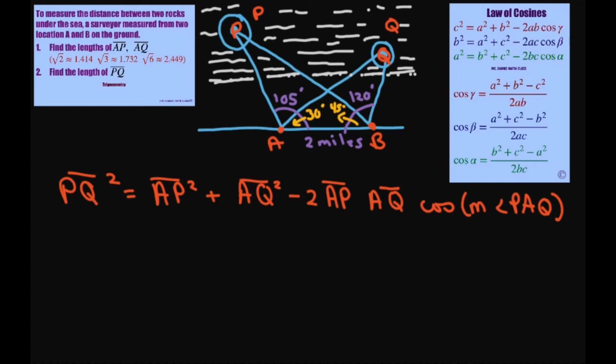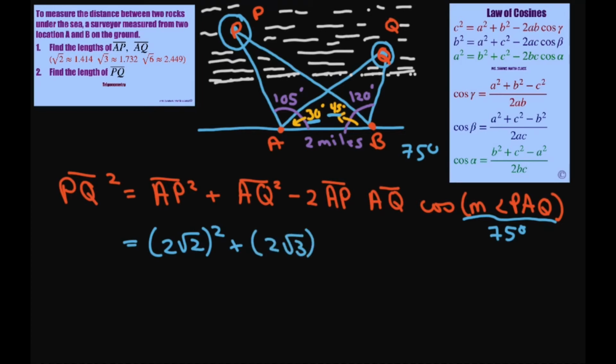Now, what's going to happen is this 30 plus 45 is going to be 75. So this is just going to be 75 degrees here. All right, so we're going to get PQ squared equals 2 square root of 2 squared, we already got that, and 2 square root of 3 squared. And then minus 2 times 2 square root of 2 times 2 square root of 3 times cos of 75 degrees for these two. All right.